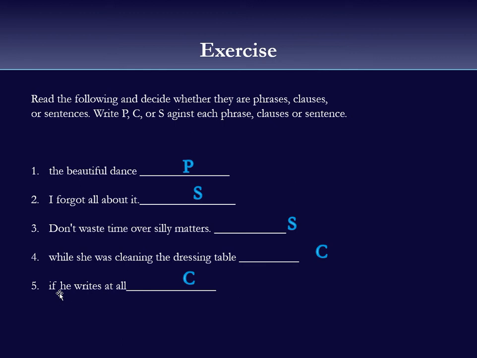Number 5. If he writes at all. Again here we can see that subject and verb are present, but still the group of words fails to give complete meaning on its own, and we can sense that this is incomplete information. This can be part of a sentence. If some other words were added to it, then this would make a complete sentence, but on its own this can be a clause.